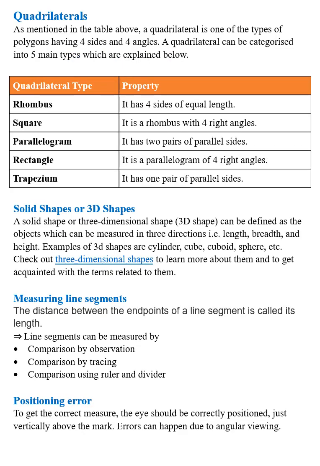Next is quadrilaterals. As mentioned in the table above, a quadrilateral is one of the types of polygons having four sides and four angles. A quadrilateral can be categorized into five main types which are explained below in the table. First is rhombus. It has four sides of equal length. Square. It is a rhombus with four right angles. Parallelogram. It has two pairs of parallel sides. Rectangle. It is a parallelogram with four right angles. And trapezium. It has one pair of parallel sides.